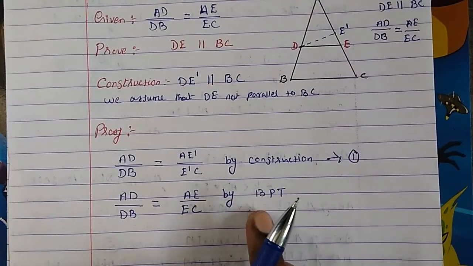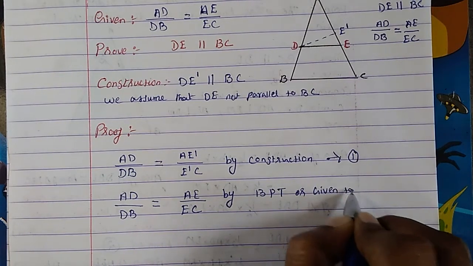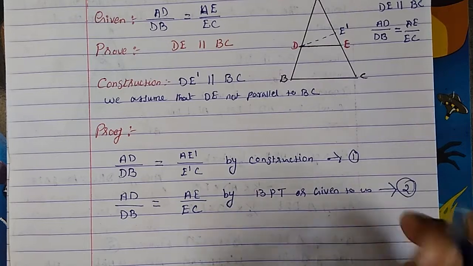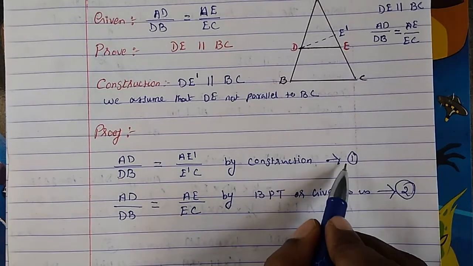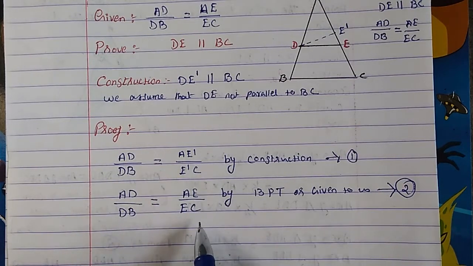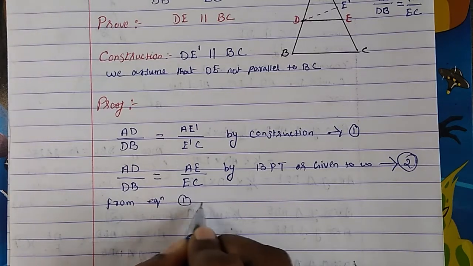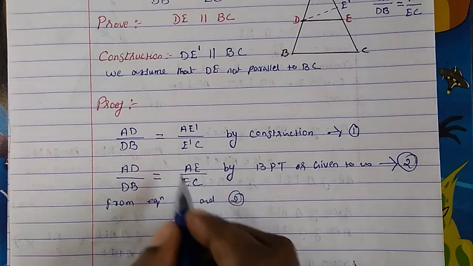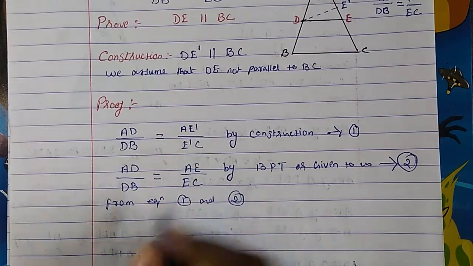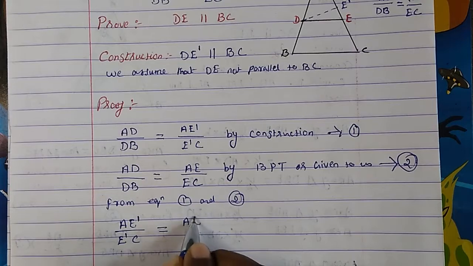So you can write by basic proportionality theorem, or you can write also given to us. Okay, so we take it as equation 2. So now from equation 1 and from equation 2, you see left side is the same, that means right side also should be same. So you can write down that from equation 1 and 2 we have, if this side is equal means this also will be equal. So AE dash upon E dash C will be equal to AE upon EC.